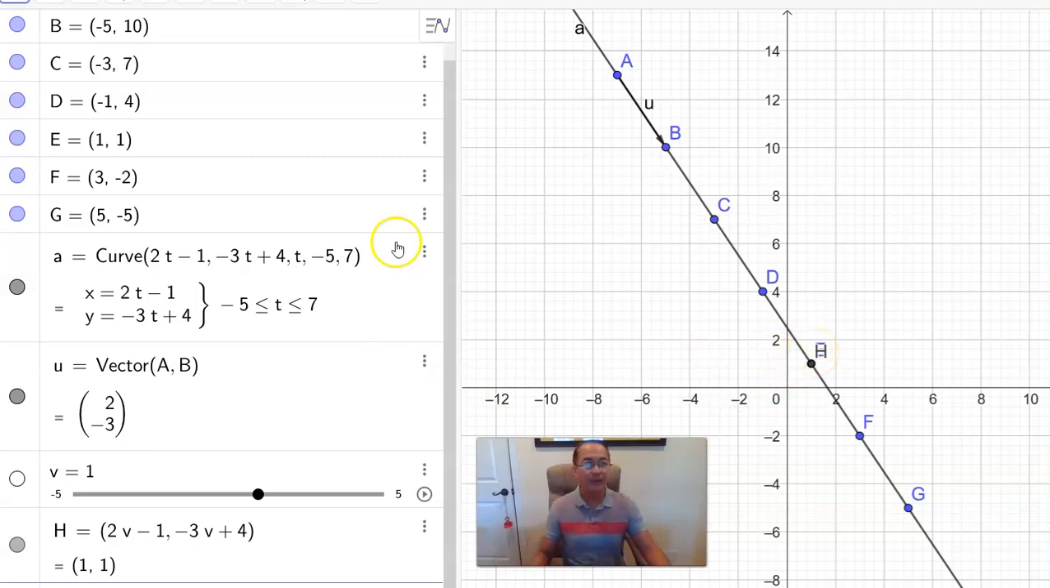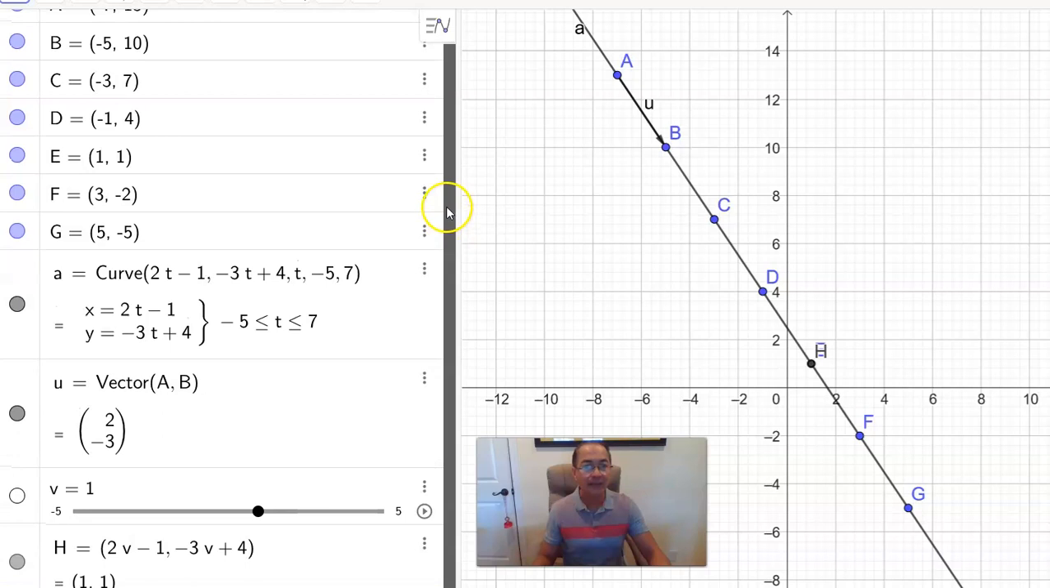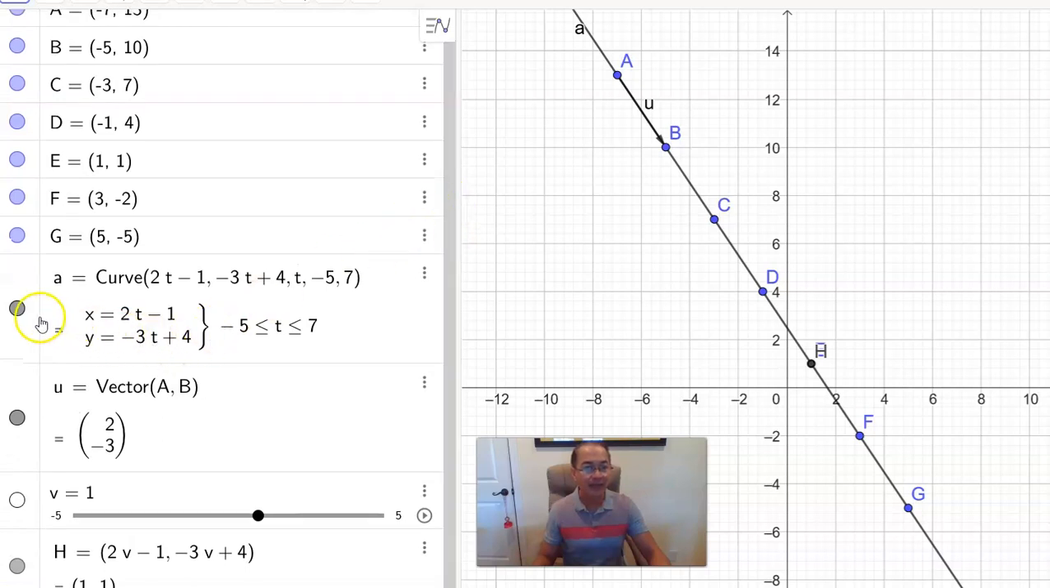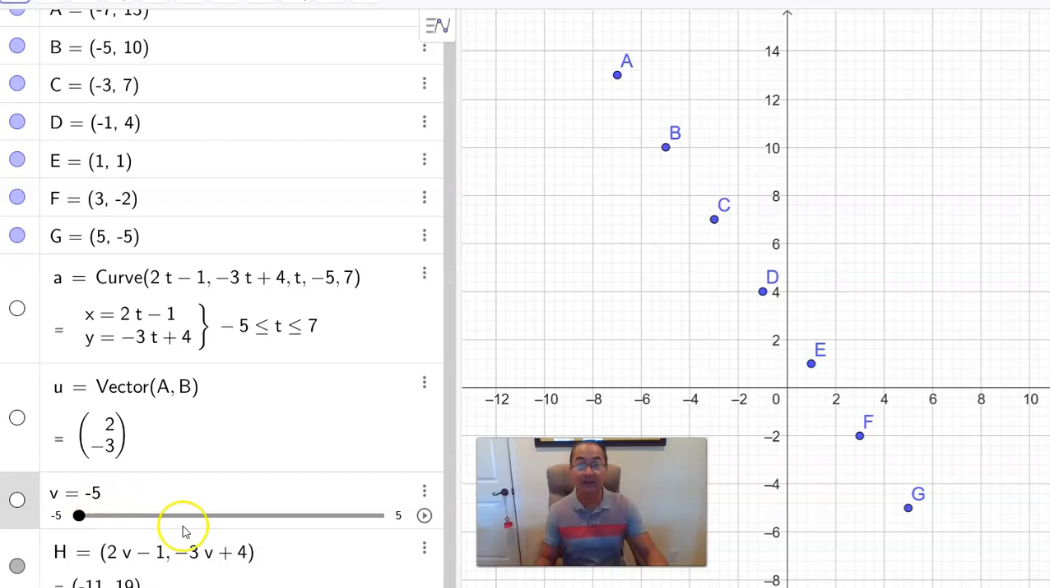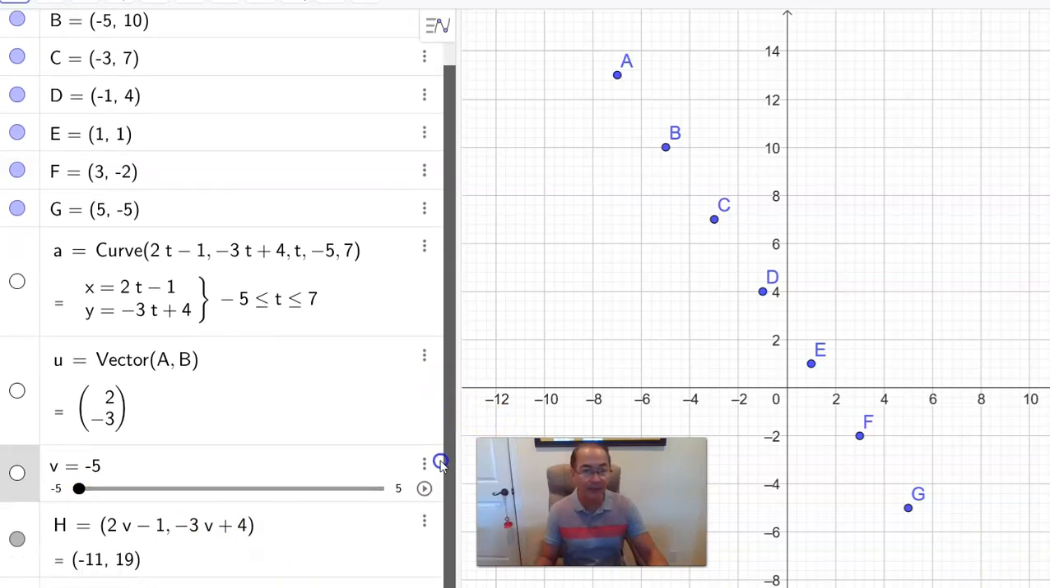So here's what I'm going to do. I am going to hide this parametric curve, just the points and this vector. The values of V will go from negative 5 to positive 5. I can choose to start at negative 5 just by clicking over here. So now our V is negative 5. Let me slide this down so you can see it. Here's the magic. Push the play button.